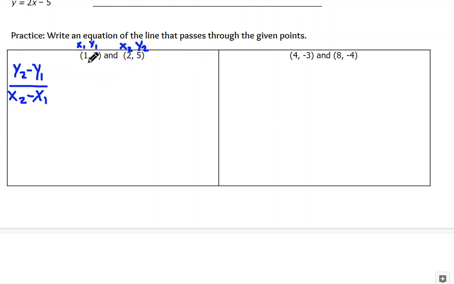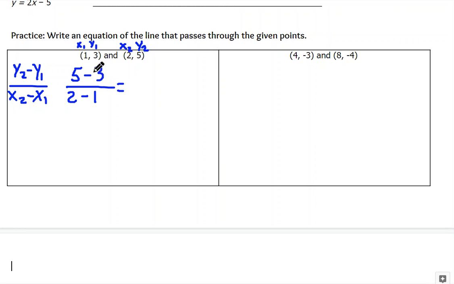I got to write my equation, right? So I have y2 minus y1 over x2 minus x1. All right, and I labeled these. These are my x1 and my y1 because they're the first point they gave me, and this is my x2, my y2 because it's the second point they gave me. Okay? All right, so my y2 we said was 5, and then minus my y1, which is 3, and then my x2 we said was 2, and then minus my x1, which we said was 1.